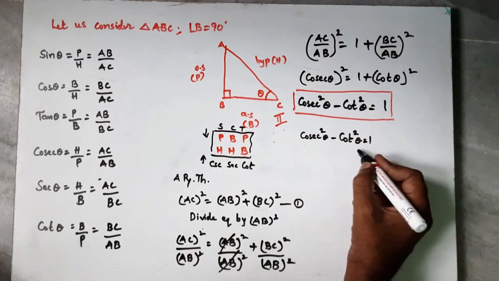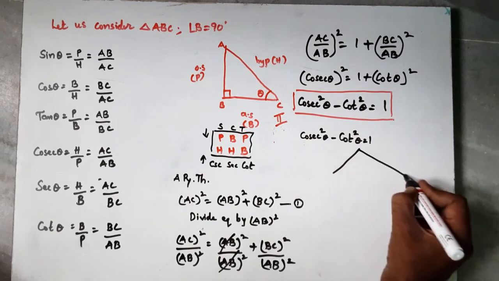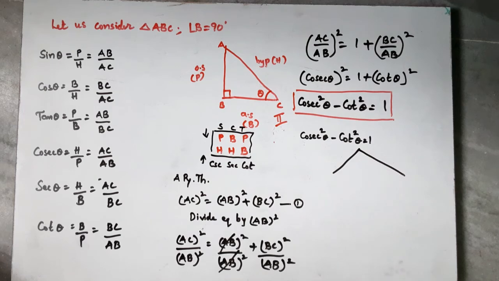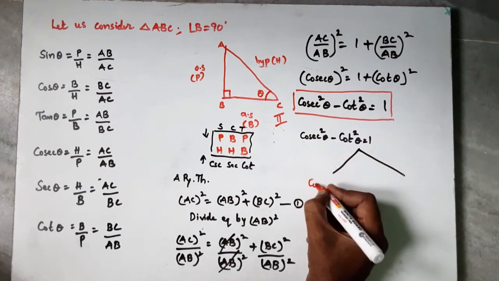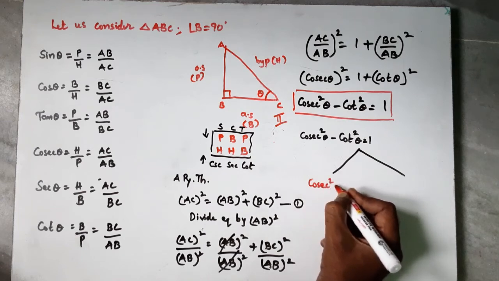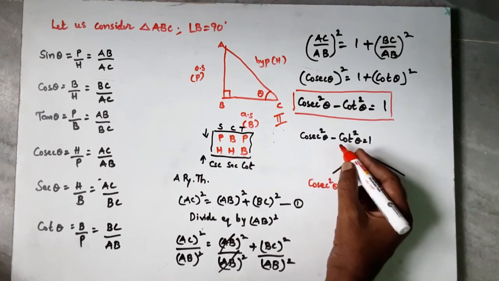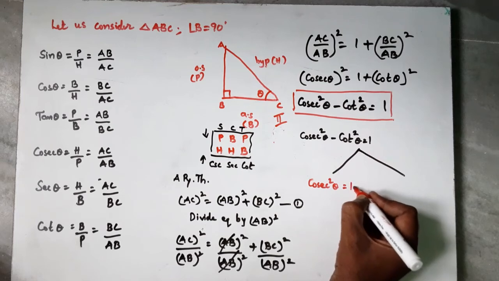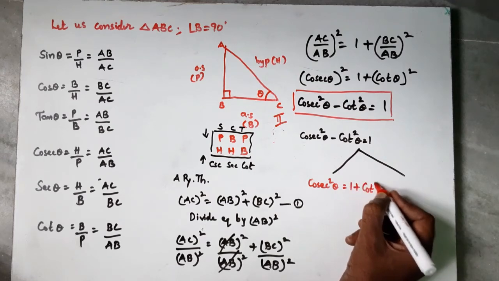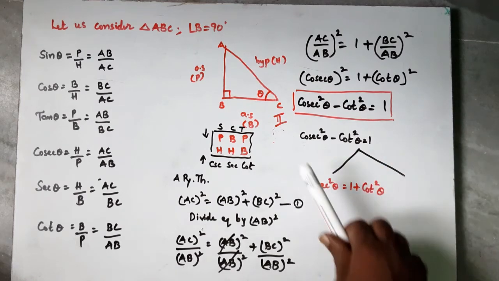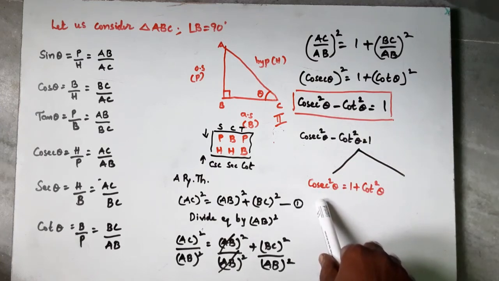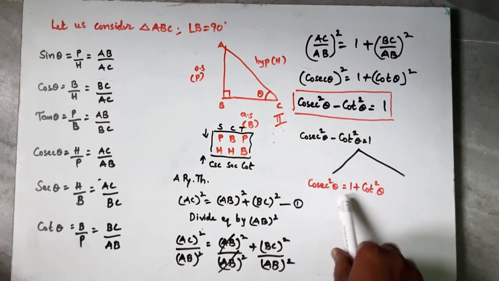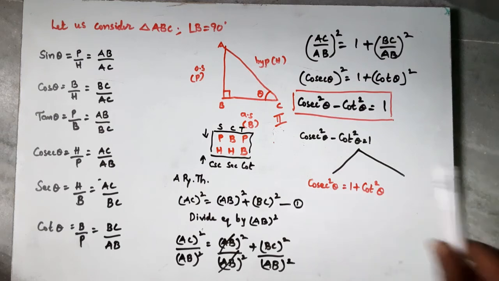This can be written as two formulas. What is that? When minus cot square theta moves to that side, cosec square theta is equal to, minus means plus, 1 plus cot square theta. This is another identity. So from this identity we can simplify into another trigonometric identity, that is cosec square theta is equal to 1 plus cot square theta.